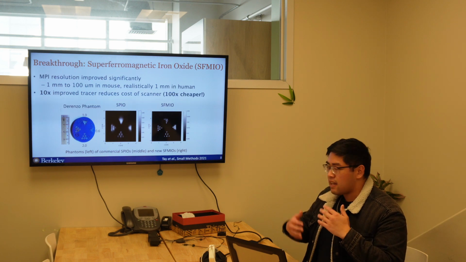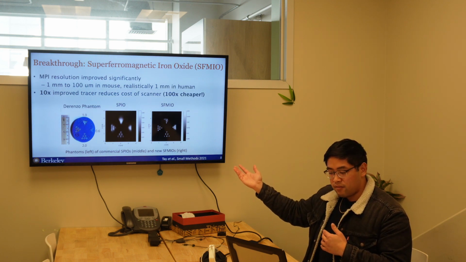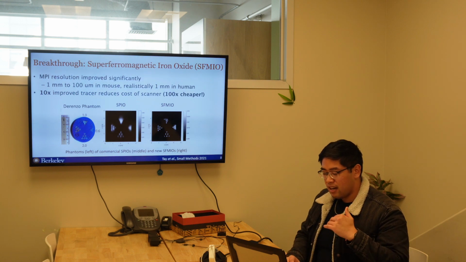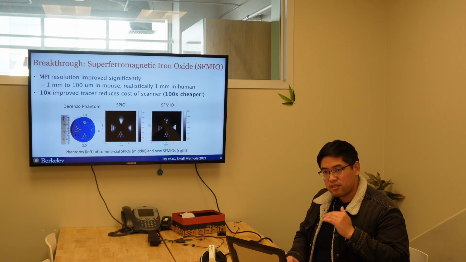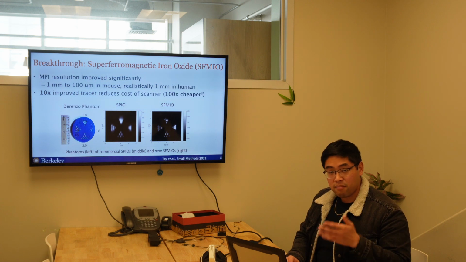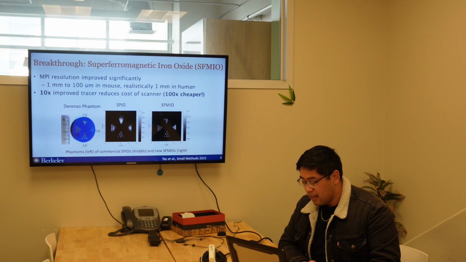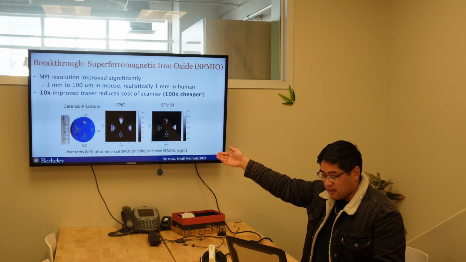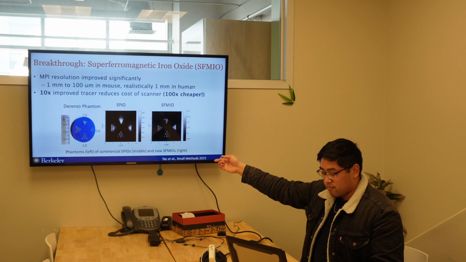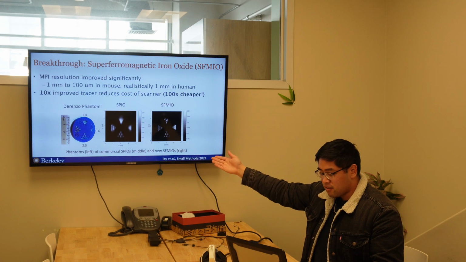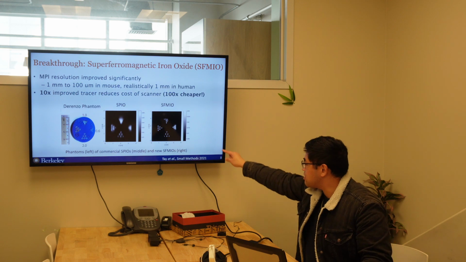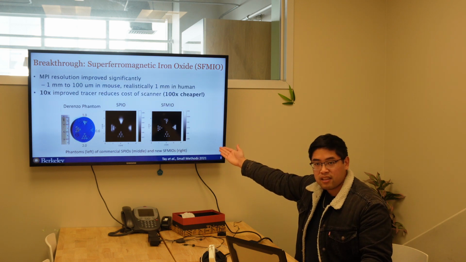With the example of a 7 Tesla per meter gradient field, if we can reduce that to a 0.7 Tesla per meter gradient, that also reduces the cost of the scanner by 100-fold. And on the bottom left is a Durango phantom image for our normal SPIO particles and these enhanced SFMIO particles, showcasing a much sharper image quality with the new particles.